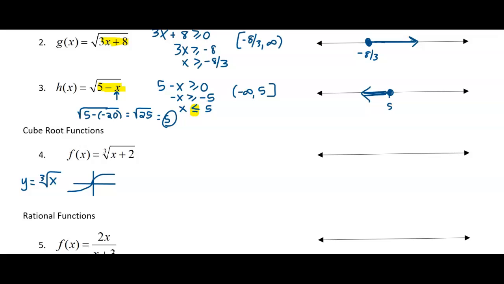Because you can plug in positive and negative numbers and take the cube root of positive and negative numbers. So this guy right here just ends up being any number goes, if you want to look at the number line, and negative infinity to positive infinity is your domain.